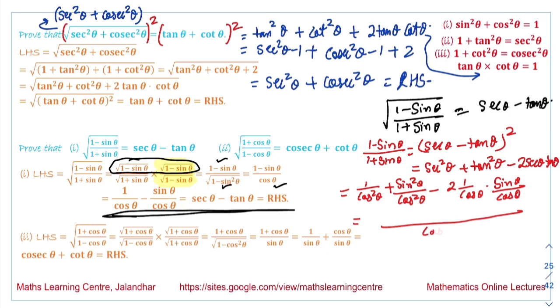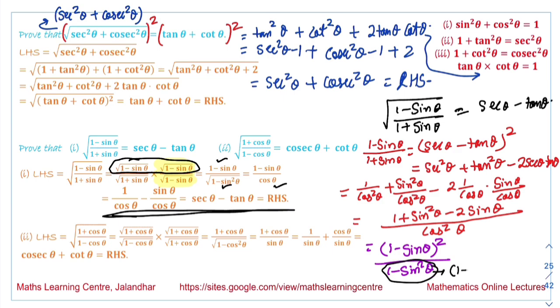If we take cos square theta as LCM, we are left with 1 plus sine square theta minus 2 sine theta. On solving this numerator part, we write it as 1 minus sine theta whole square, and the denominator part is 1 minus sine square theta. This 1 minus sine square theta will become 1 minus sine theta into 1 plus sine theta. So this 1 minus sine theta gets cancelled, and what we are left with is 1 minus sine theta over 1 plus sine theta.